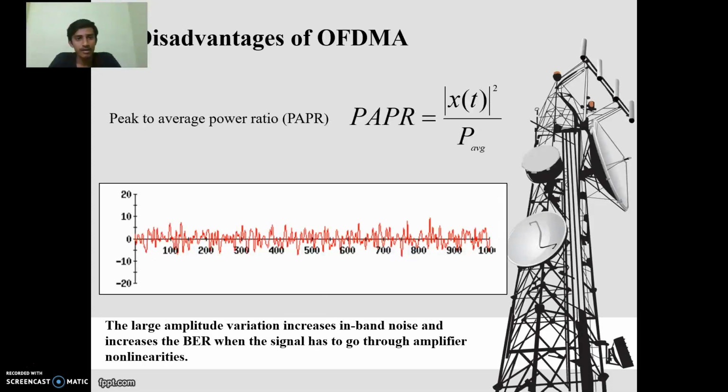Disadvantages of OFDMA. By using OFDMA, peak to average power ratio is introduced. Peak to average power ratio is the ratio of peak sampling value to the average sampling value, which is given by x of t whole square divided by the average. Large amplitude variation increases in-band noise and increases the bit error ratio when the signal goes through amplifier nonlinearities.